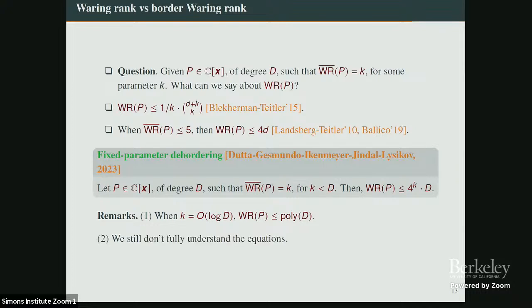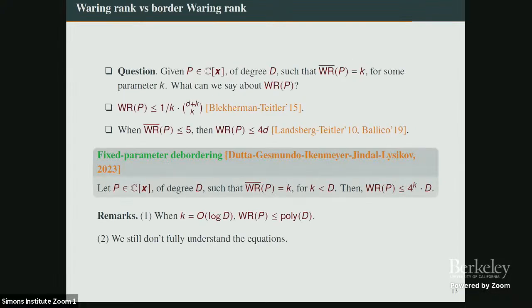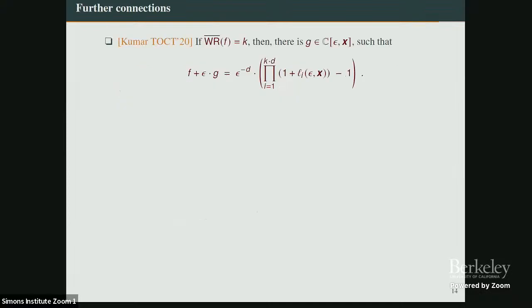We still don't really understand the equations for general k, but still we are able to show this kind of bound. So this is one result between Waring rank and border Waring rank, and then I'll conclude with this slide. There is another interesting connection which was observed by Kumar in 2020.